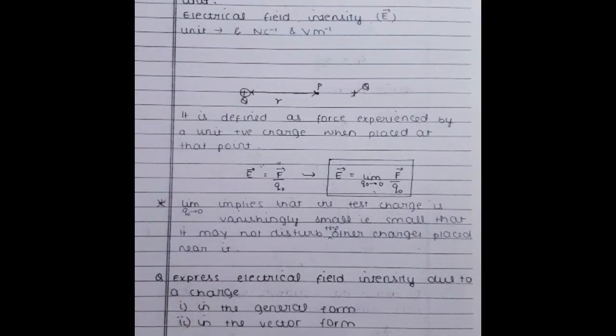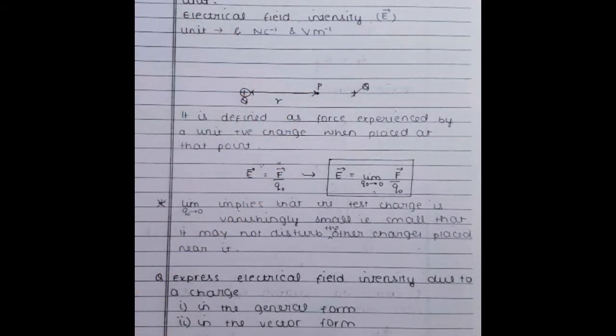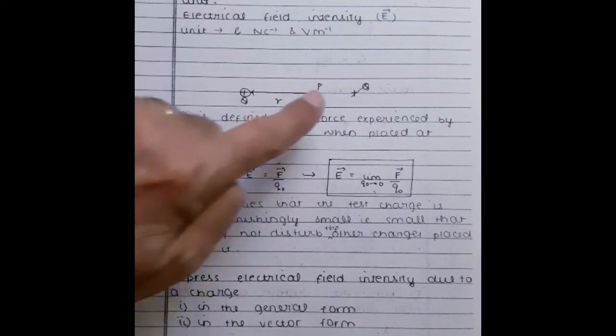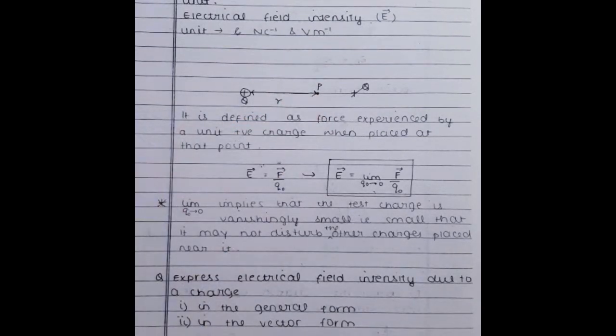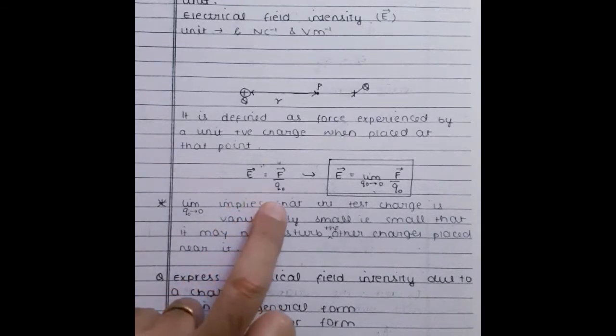We defined the electrical field, and we said that this is the force experienced by a unit positive charge when placed at that point. It's very difficult to find a unit positive charge. So what we do is we take a test charge Q0 over here, and we try to evaluate the force experienced by this charge Q0. So F divided by Q0 will mean the force acting on a unit positive charge. Anyway, what we're learning is that E is equal to F divided by Q0.